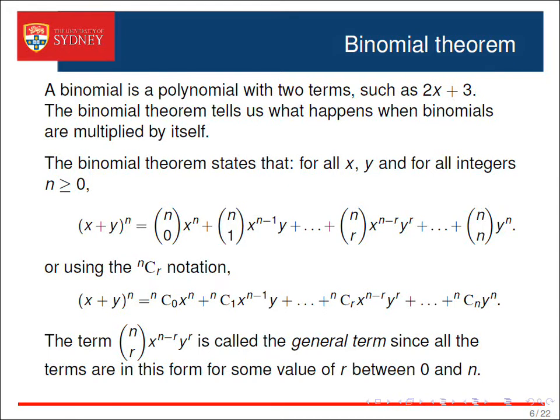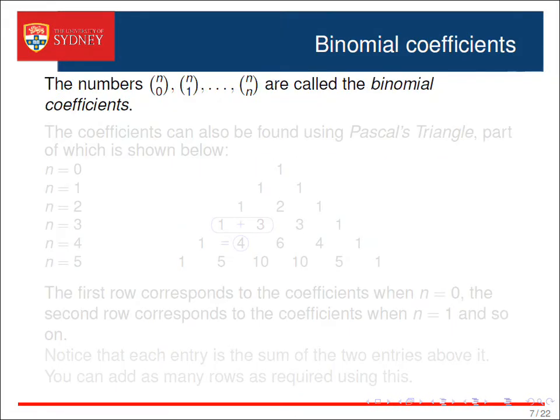The term n choose r times x to the power of n minus r times y to the power of r is called the general term, and a particular r value in this general term corresponds to a term in the expanded form. The values of r range from 0 to n. The numbers n choose 0, n choose 1, and so on are called the binomial coefficients.